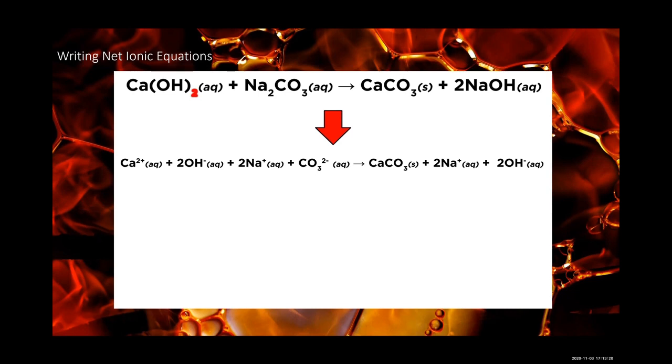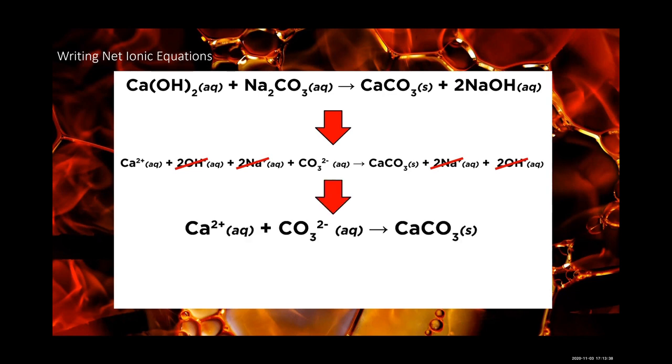Subscripts in the molecular equation become coefficients in the complete ionic equation since all the components are dissociating. Anything that's present on both sides, we can cancel out, like an algebra problem. These are the substances that don't do any chemistry. What's left are the two ions that come together to form a solid precipitate, which is a chemical change. This is the net ionic equation.